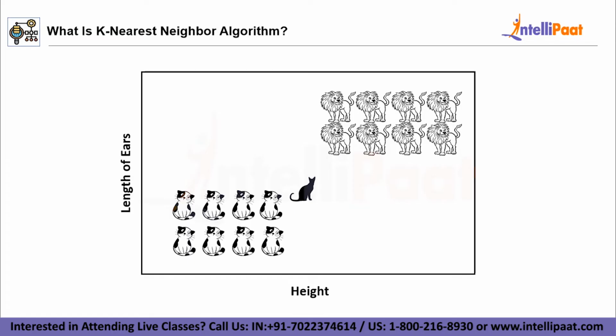So, if we add a new animal that is a dog or cat, we want to know what the neighbors are. In this case, let us put k is equal to 4. We'll talk more about k in a while, but for now consider that k value is equal to 4.